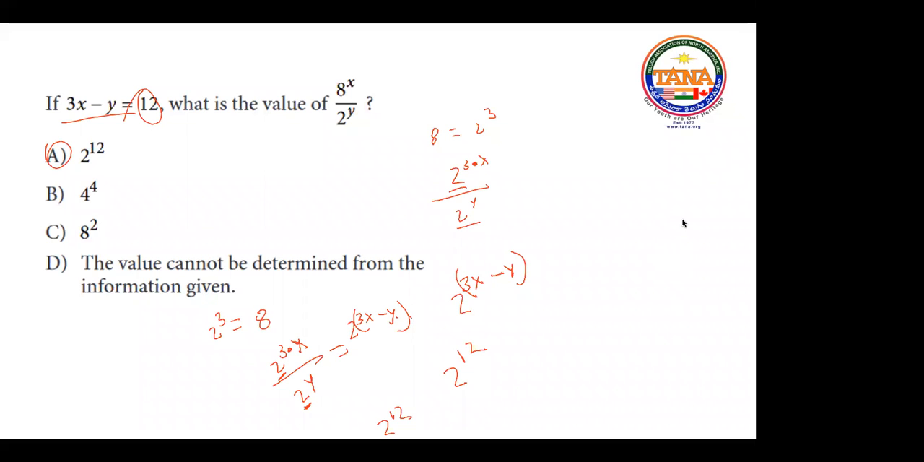Meghna: So you change 8 to 2 to the third to get like bases so you can combine the exponents? Yep. It makes it a lot easier. I'm not sure if there's another way to do it. Okay, thanks.